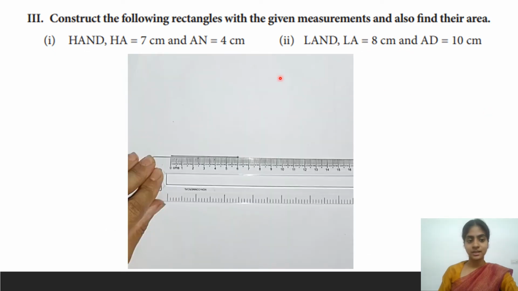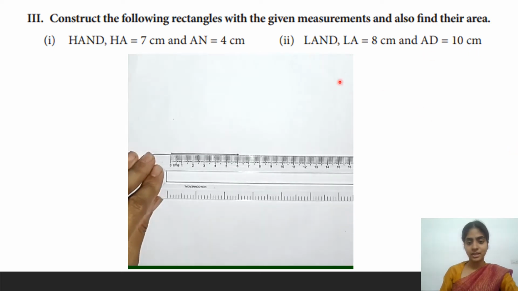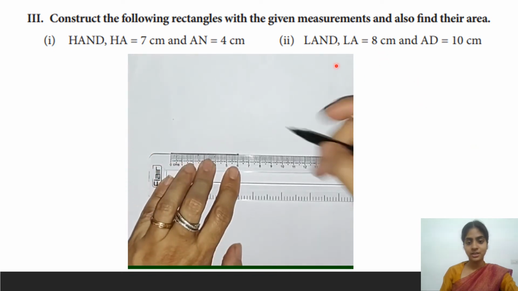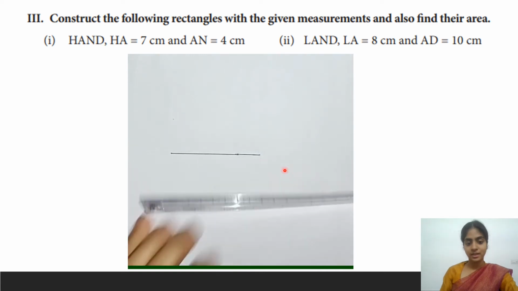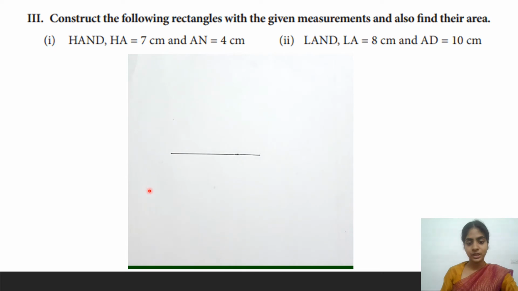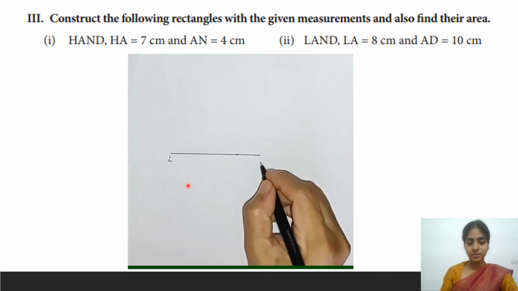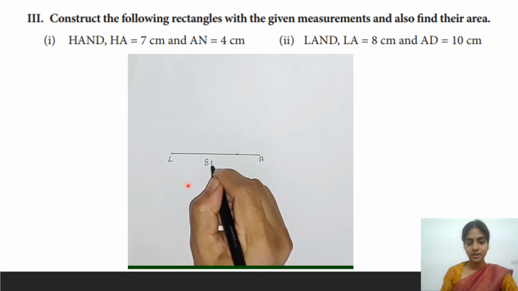And then we go on to construction of the second rectangle, which is LAND. Here LA is given to be 8 and AD is given to be 10 centimeter. If we notice, we'll find that AD is a diagonal. So we start off with drawing 8 centimeter, which is LA. So we take 0 to 8. And then when 0 to 8 is done, we draw a 90 degree over here, just like the earlier one. We mark it as L and A, 8 centimeter.